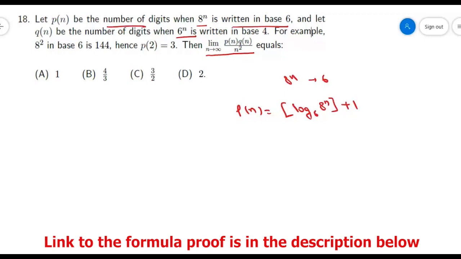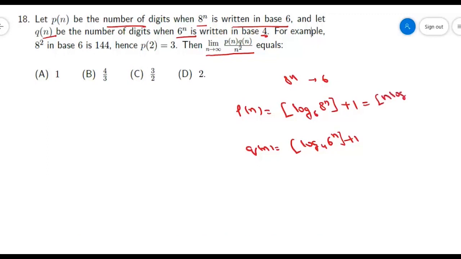In the same way, we can find the number of digits Qn when the base is 4. So Qn will be the greatest integer of log with base 4 of the number 6 to the power n, plus 1. So basically Pn is the greatest integer of n log 8 base 6 plus 1, and Qn is the greatest integer of n log 6 base 4 plus 1. Now we need to find this limit, which is the limit as n tends to infinity of Pn into Qn upon n square.